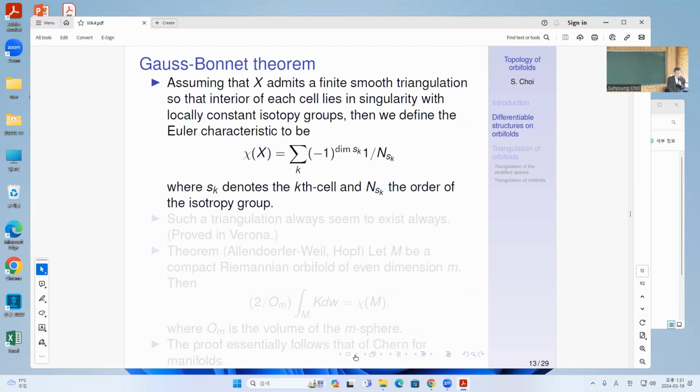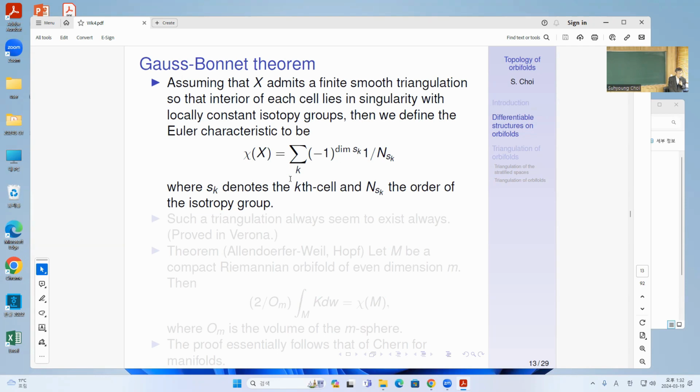So everything works. And so for the Gauss-Bonnet theorem, assume that X admits a finite smooth triangulation, so that the interior of each cell lies in a singularity with constant isotropy group. We'll show that this can be done. Okay, so each singularity has some locally constant isotropy group. Each cell lies in some singularity. Of course the isotropy group could be trivial, right?